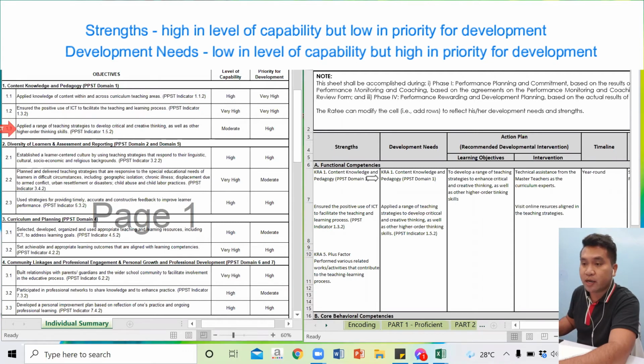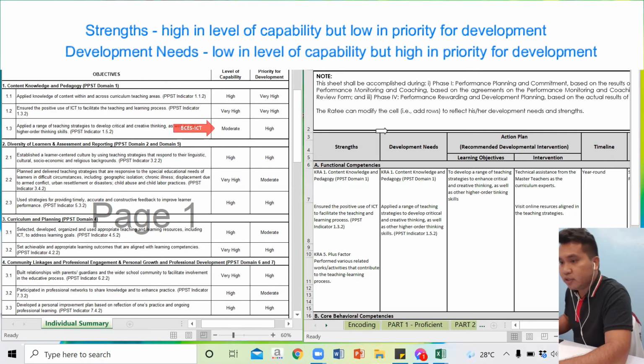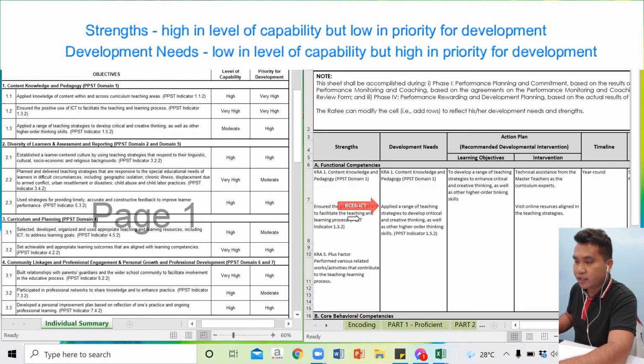So that's under KRE 1, the content knowledge and pedagogy, specifically indicator 1.3, because based on the result, I have here the moderate, which is the lowest point that I got. So: applied a range of teaching strategies to develop critical and creative thinking. I just copy paste that indicator here on my development needs.